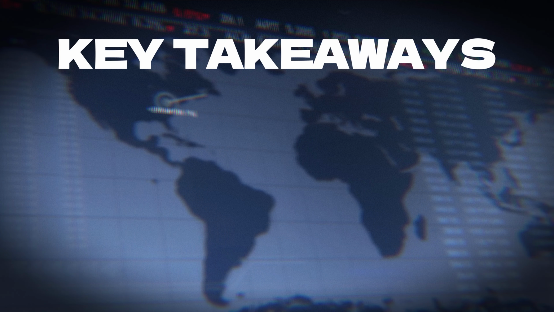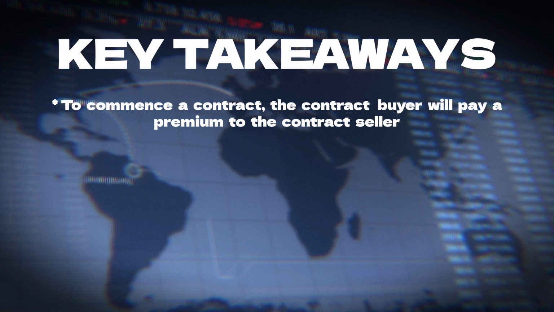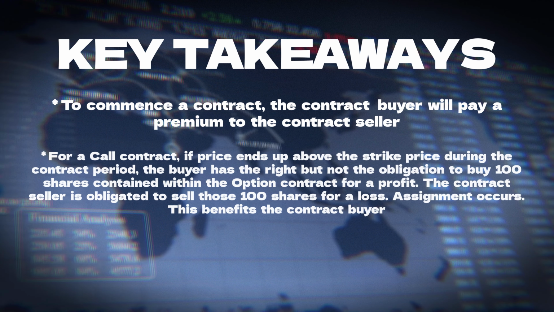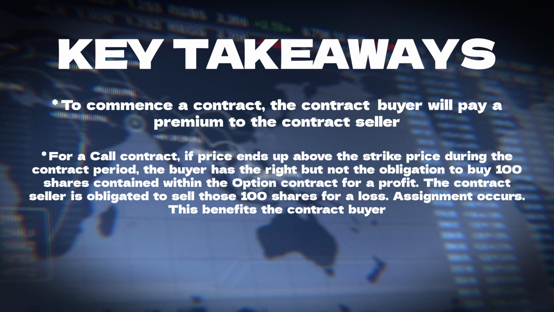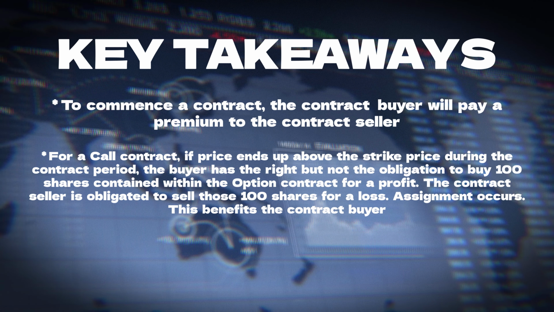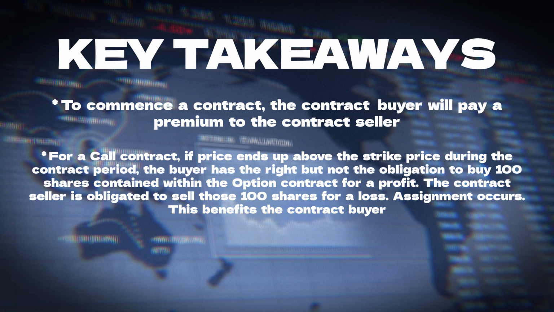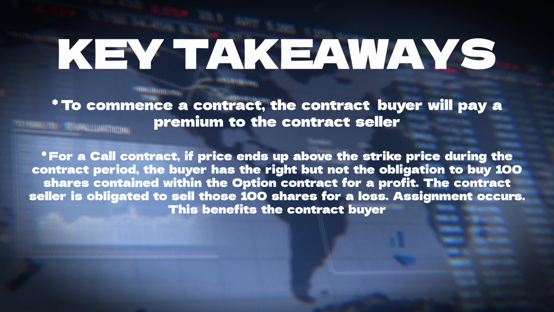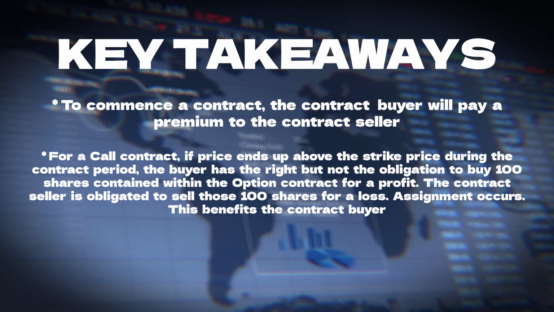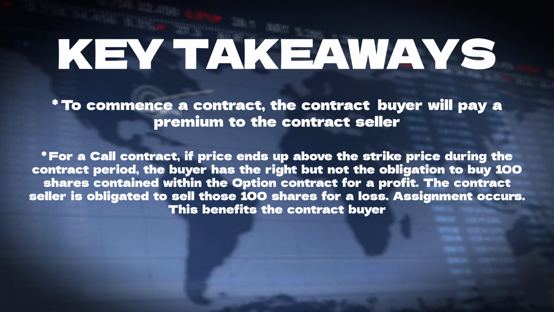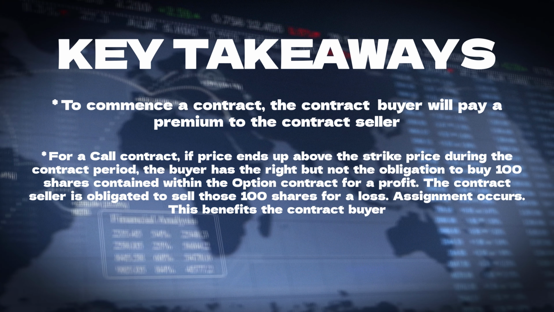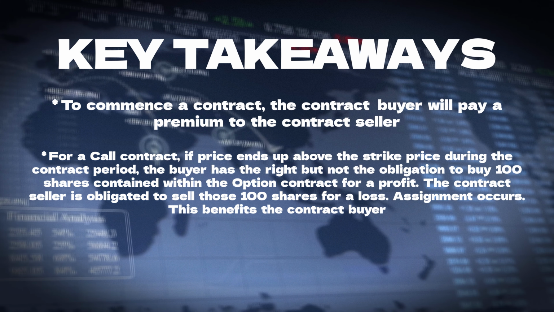So let's take a look at the key takeaways. To commence a contract, the contract buyer will pay a premium to the contract seller. For a call contract, if price ends up above the strike price during the contract period, the buyer has the right, but not the obligation, to buy 100 shares contained within the option contract for a profit. The contract seller is obligated to sell those 100 shares for a loss. Assignment occurs. This benefits the contract buyer.